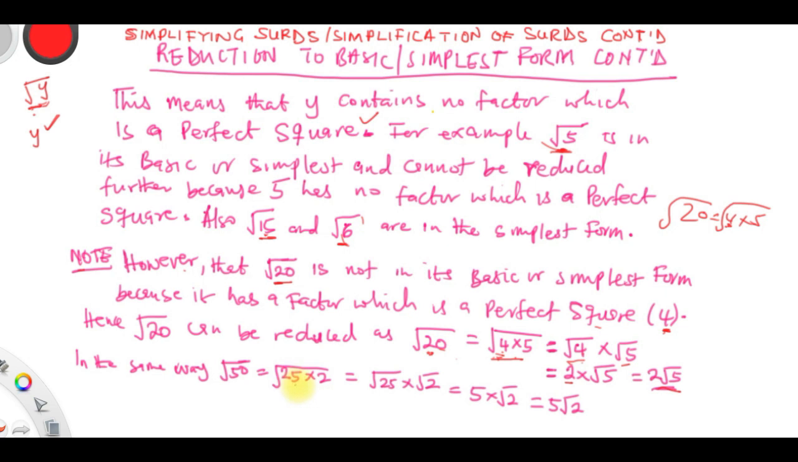So we take 25 times 2, and 25 is a perfect square. So we separate them as the square root of 25 times the square root of 2. What is the square root of 25? It is a perfect square. 5 times 5 is 25. So we get 5. And then the square root of 2 is already simplified completely. So we get 5 times the square root of 2, which is 5 root 2.